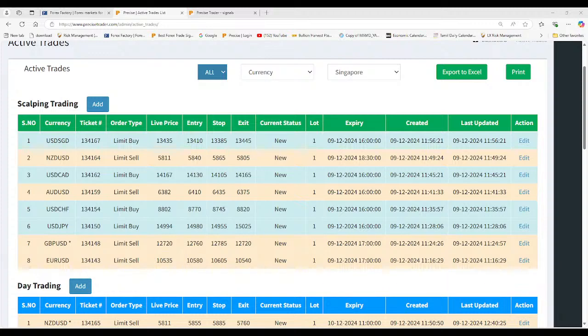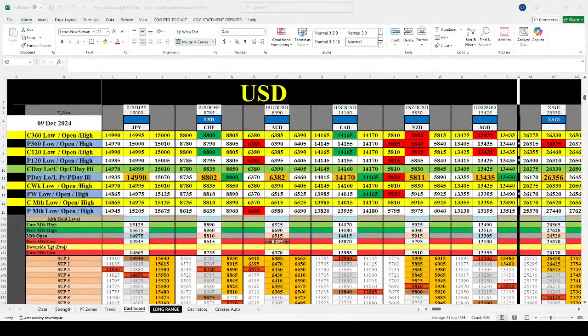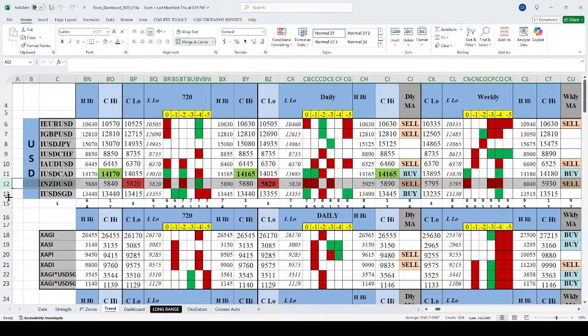The next cross we are going to look at is dollar Sing. The daily is already pointing up, so I think the market is heading north. We should be seeing the price testing the previous week high, which is 135.15, and right now the market is trading somewhere around 134.35. So we are okay.